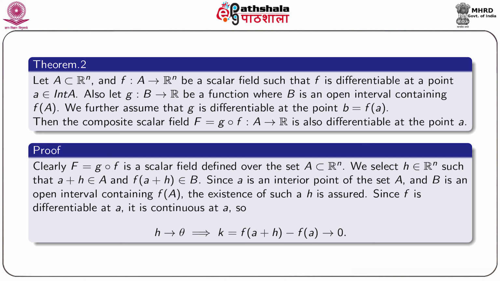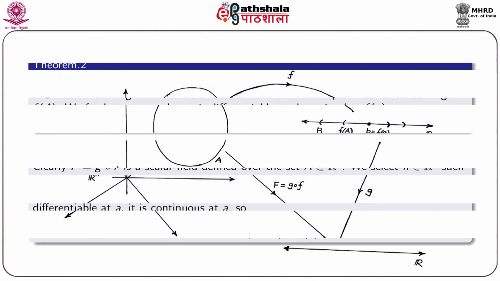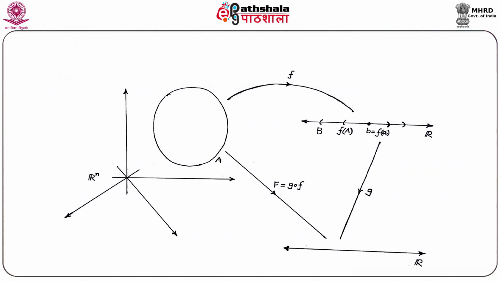Since f is differentiable at the point a, it is continuous at that point. Hence, as h approaches 0, we define a term k by f(a+h) minus f(a). Obviously, it should tend to 0 as h tends to the origin. We have shown the picture here. A is a subset in R^n. f carries the points of A to R, in particular in B, and g carries the points of f(A) to R. So, we have the map capital F equal to g composed with f. So, it is a map from A to R.